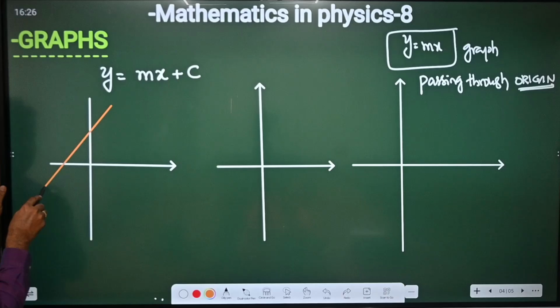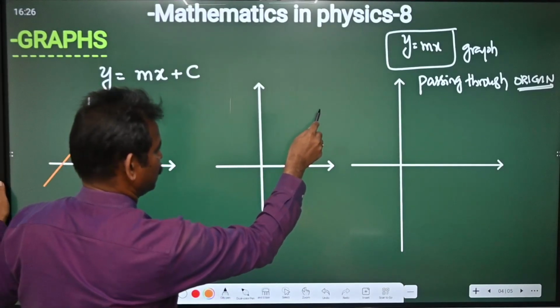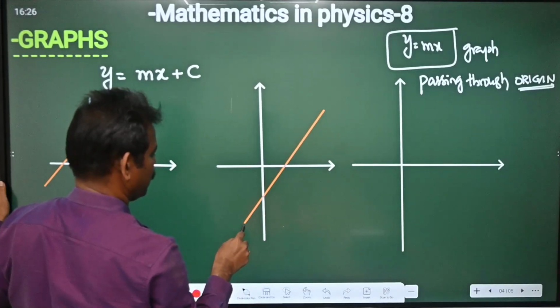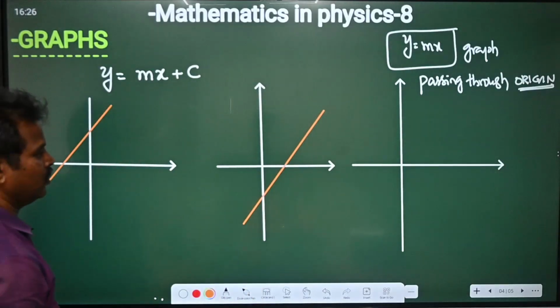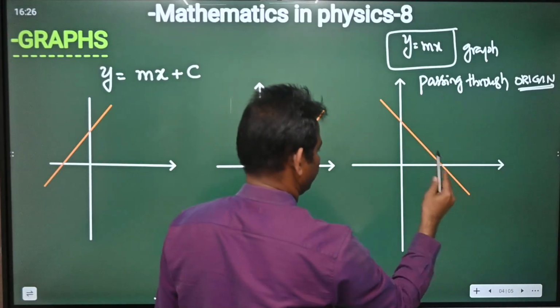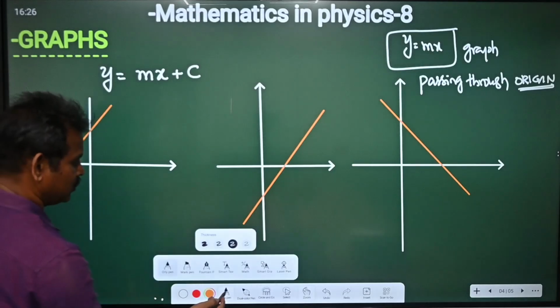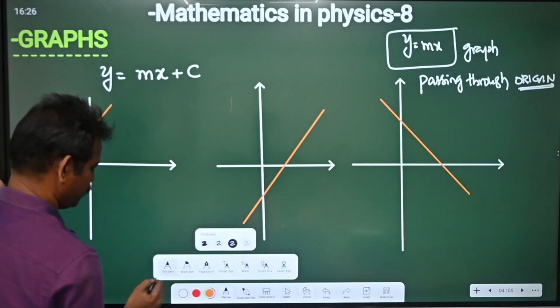Here, this is the graph of time. And here, this is the graph obtained. We have three different graphs here and we will discuss each graph in detail now.